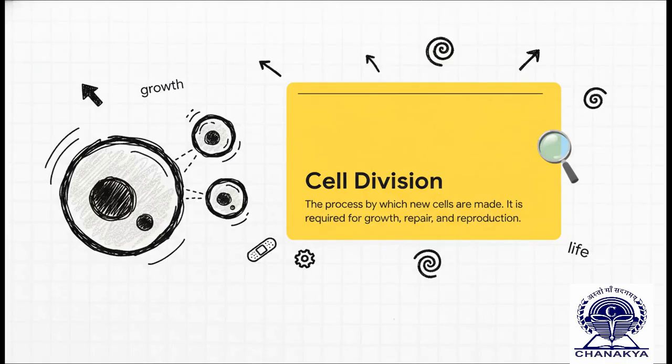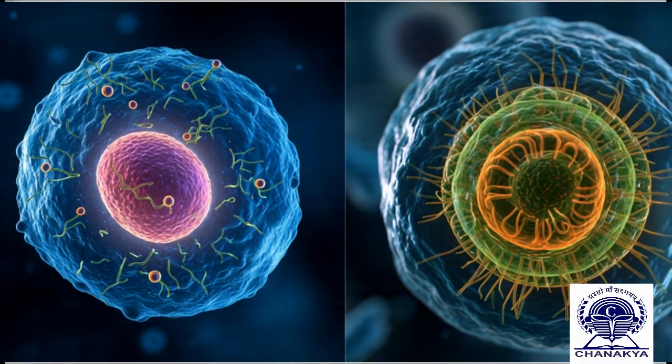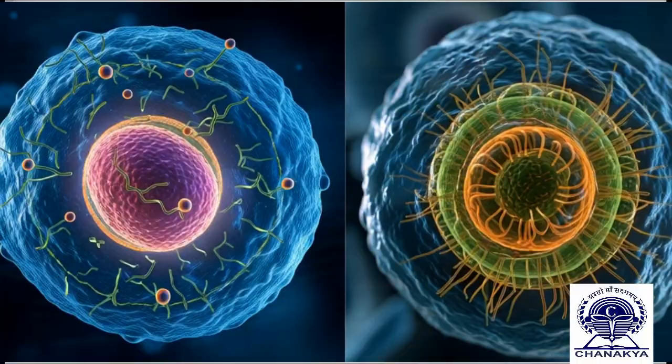So how do we grow and heal? The answer is cell division. It's the incredible process where one mother cell divides to create two brand new daughter cells. This is it. This is how organisms get bigger, how we replace old and worn out parts, and how life itself keeps going. It is the engine of all biology.